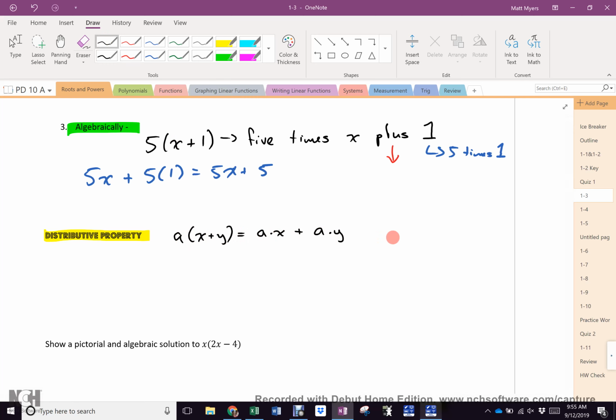As many times as I need to. So if it was a x plus y plus z, then I'd have ax, ay, az. Right? Okay. Now, as I was saying, a lot of times teachers draw these little arrows and give it a fun little name. If you want to draw the arrows, draw the arrows. I will not penalize you for it.